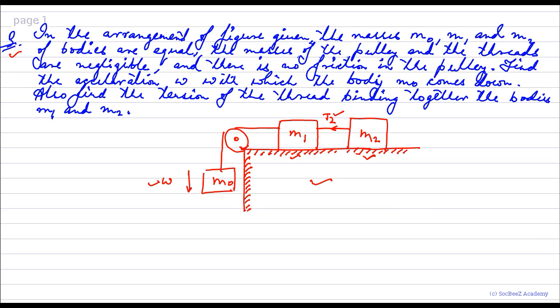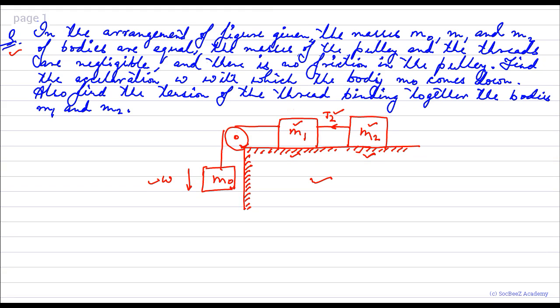Now the thread is ideal, which implies that it is not extensible, which implies that if the body of mass m0 is moving downwards with an acceleration of W, these two bodies m1 and m2 are also going to move with the acceleration of the same magnitude, since the threads are inextensible.